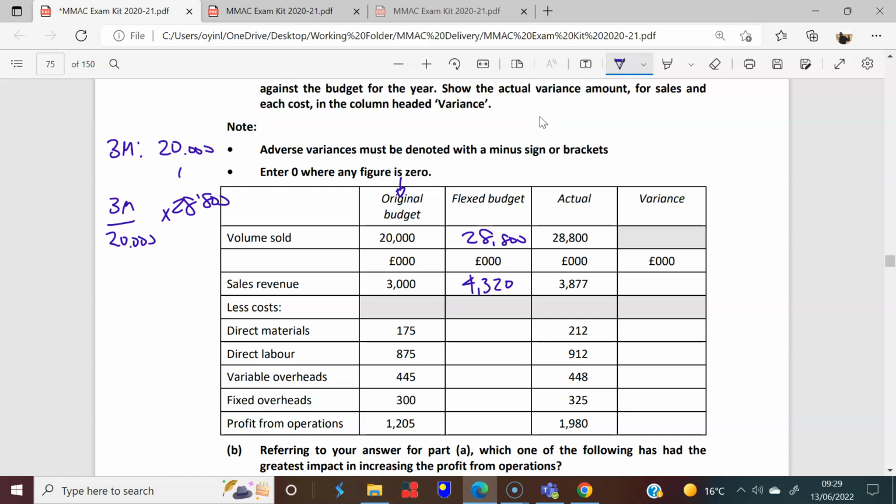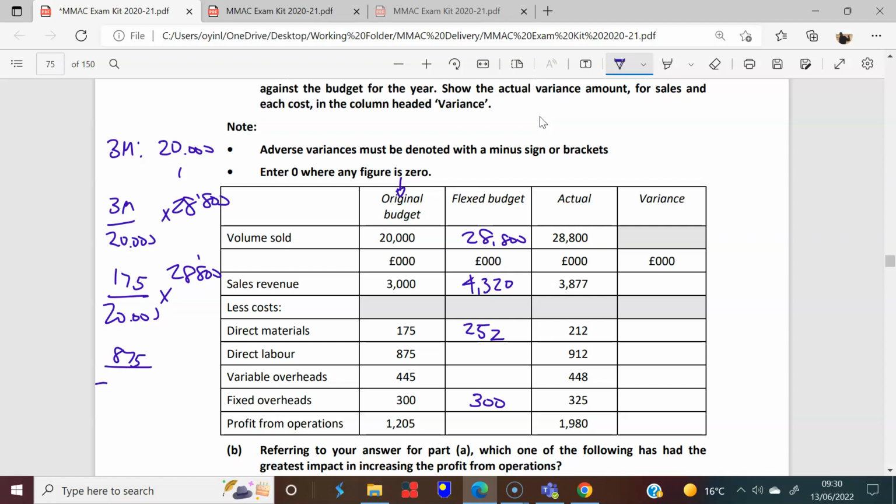Then we are literally doing the same thing, because these are all variable. Just 5,000 is for 20 divided by 20,000 times 28,800. That's how you should approach this. 175,000 divided by 20,000 times 28,800, and here you have 252. Do the same thing here for direct labor.